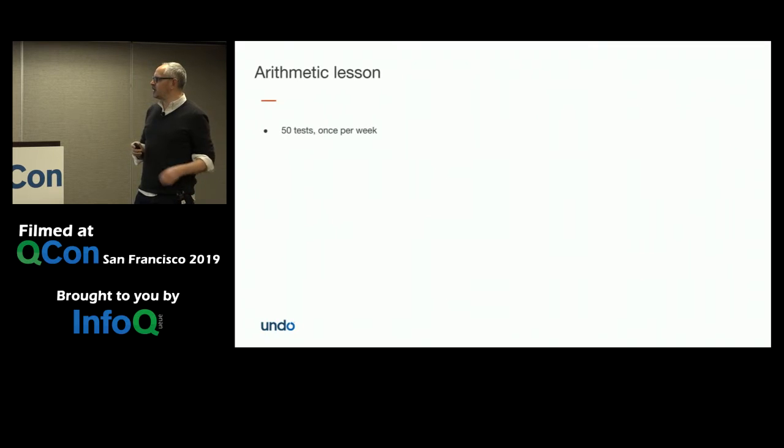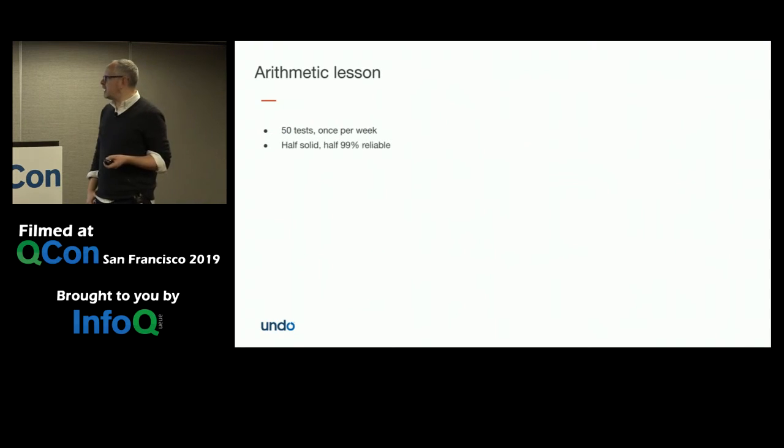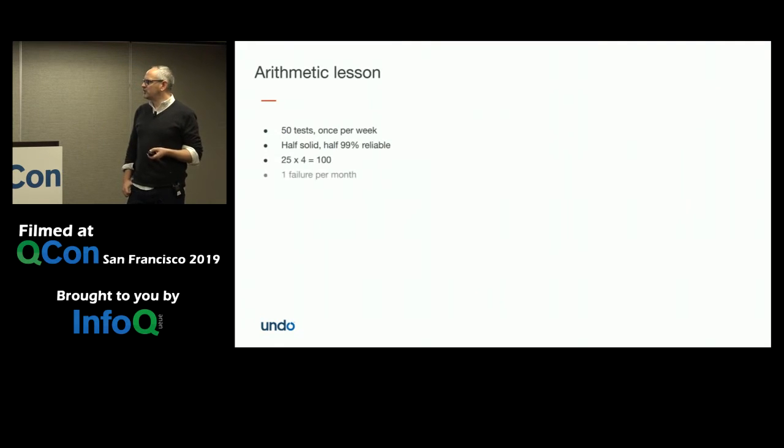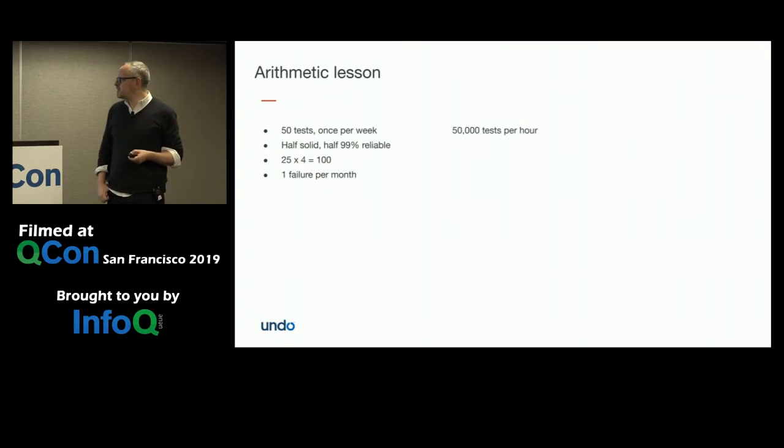Let's take this old world I was talking about in 2005, where there's some people in a corner who are sort of doing the tests. Maybe you're doing 50 tests once a week, right? And let's say that half of them are completely solid, and so 25 of them always pass. The other half are like 99% reliable. You do some maths, you only get one spurious failure per month, right? You can kind of deal with that.